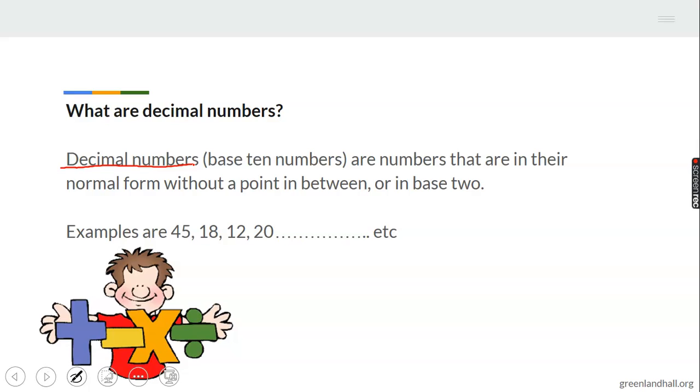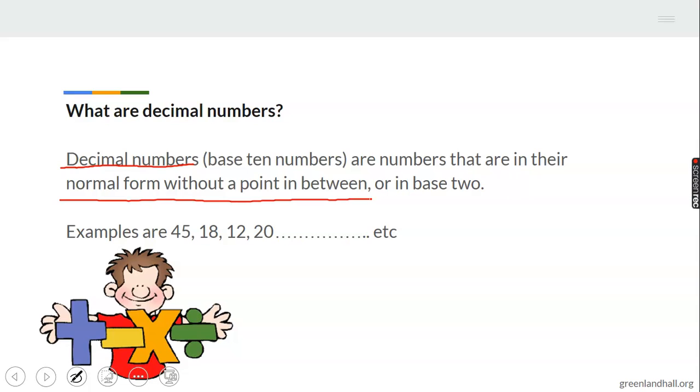It's the same thing. So decimal numbers are numbers that are in their normal form without a point in between them. They are not in base 2. These are numbers in their normal form. Please note this, in their normal form without a point in between them.